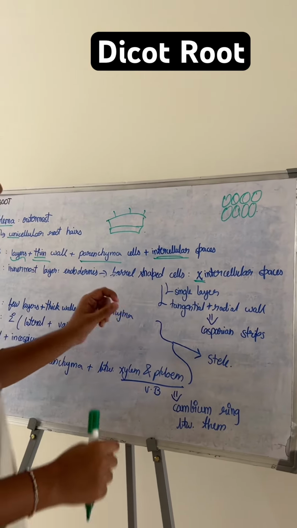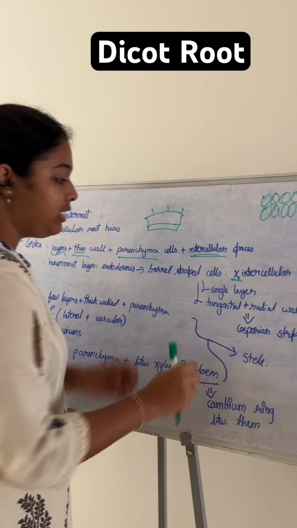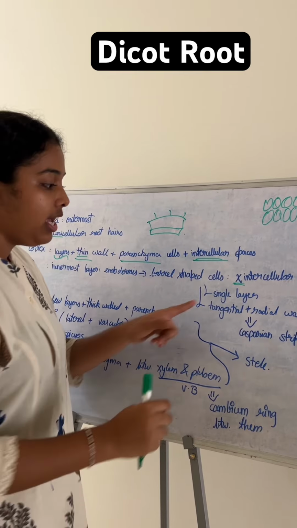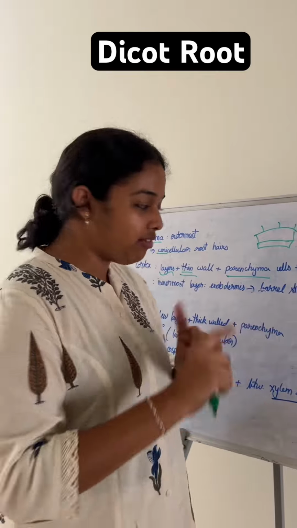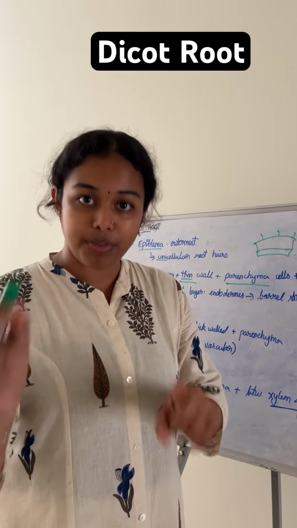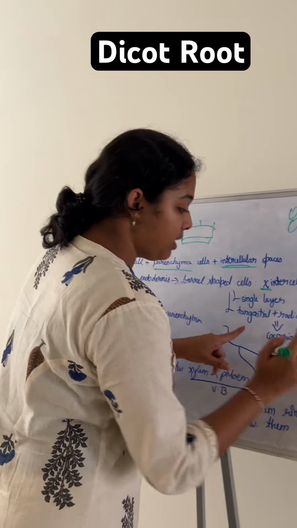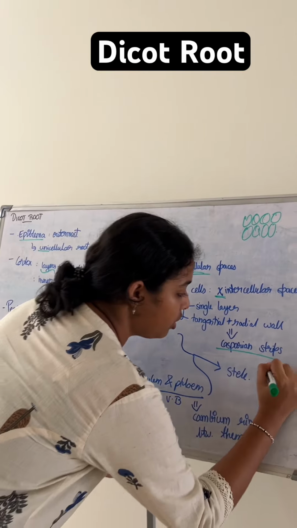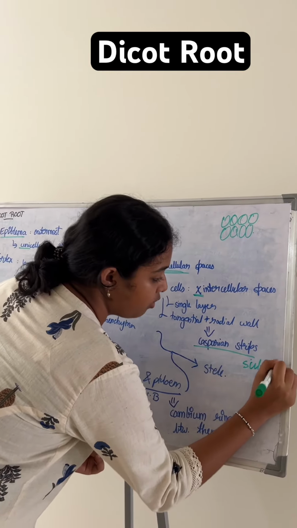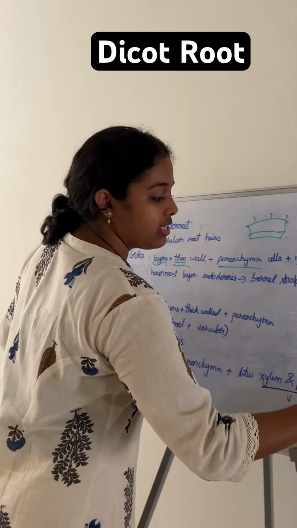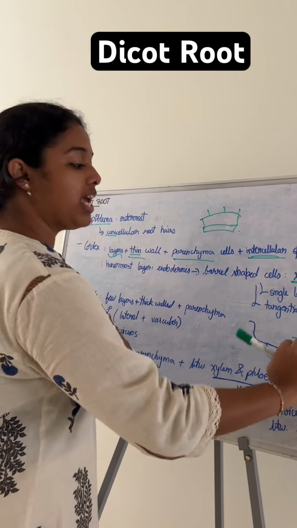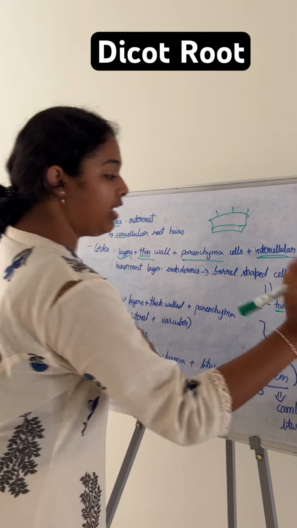Another interesting thing is the tangential and the radial walls have a water impermeable or water resistant covering, the material made out of suberin, that is called the Casparian strips. So note down suberin, the water impermeable or water resistant material that makes up the Casparian strips on the tangential and radial walls.